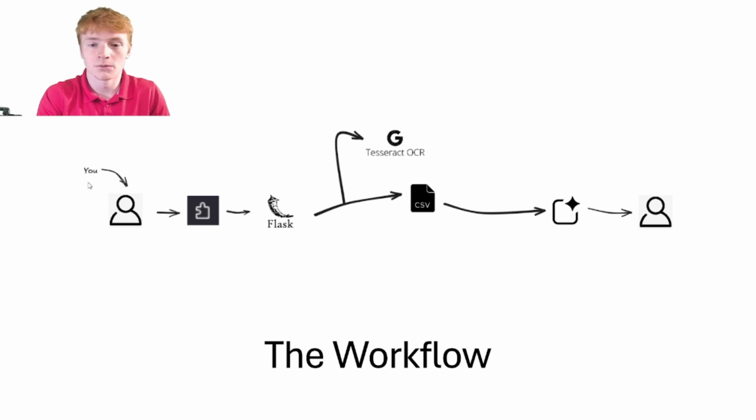First, here's you. You interact with the Chrome extension, which will take a screenshot of your ESPN page. The front end of the extension sends it to Flask, and Flask uses Tesseract OCR to query the CSV database and find the player info. And it sends those players along with their info to the Gemini AI and will return trade recommendations to the user.